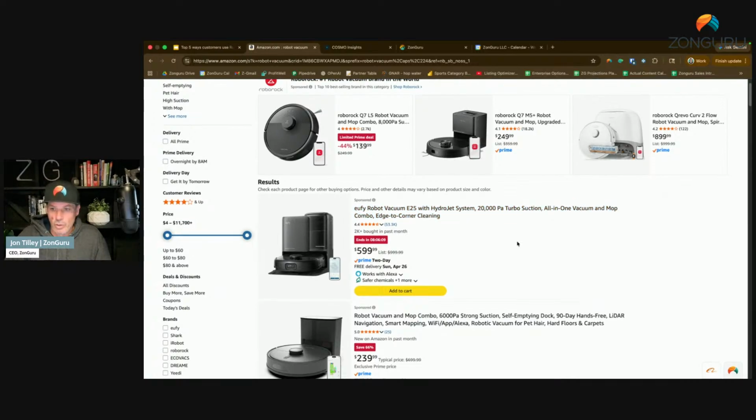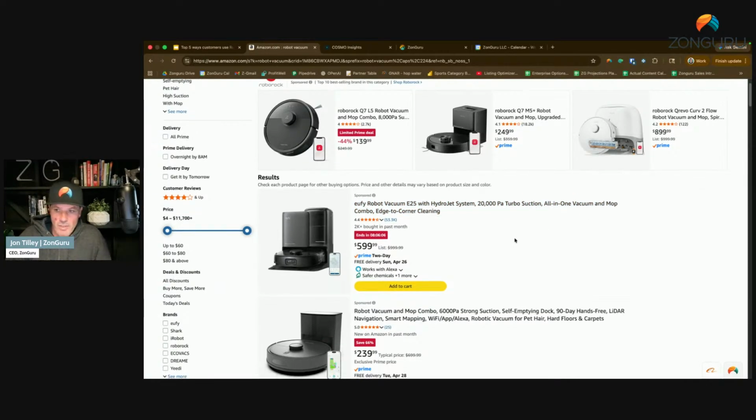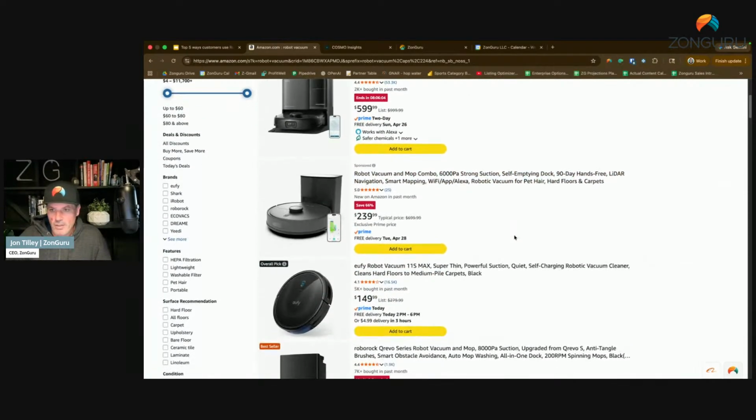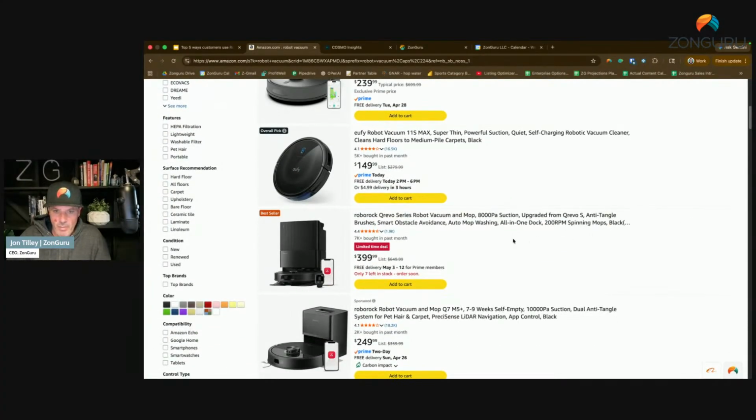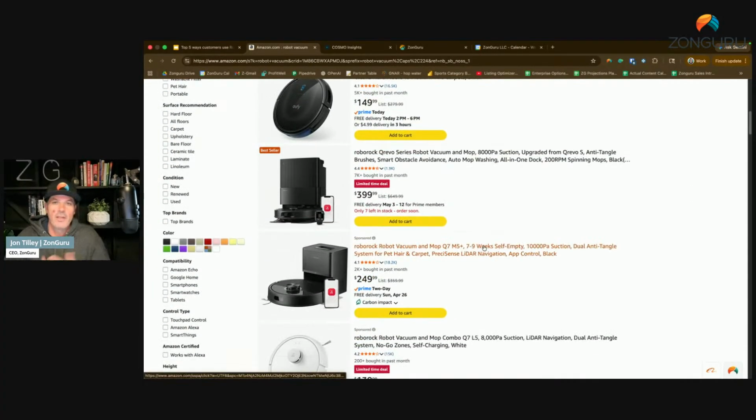Turbo suction, cool. All-in-one vacuum and mop. Okay, so there's a vacuum side and there's a mop. That's why the water's there, right? So, okay, cool. Anything else here? Anti-tangle brushes. Okay, so maybe whatever that means. Okay, so this is how you educate.